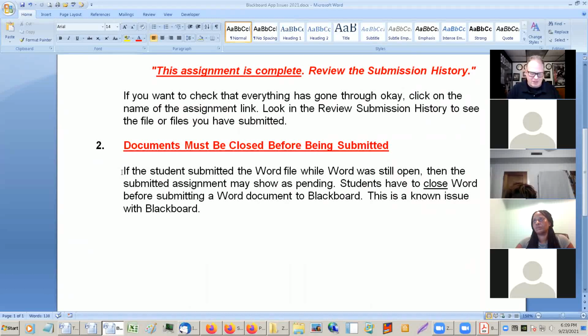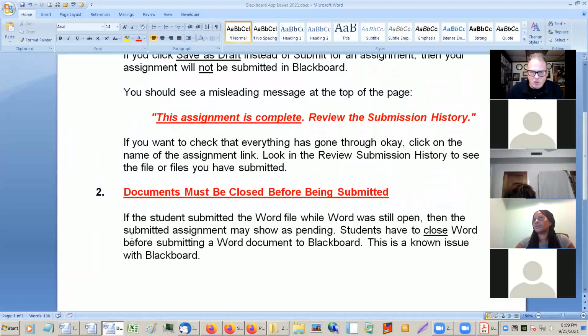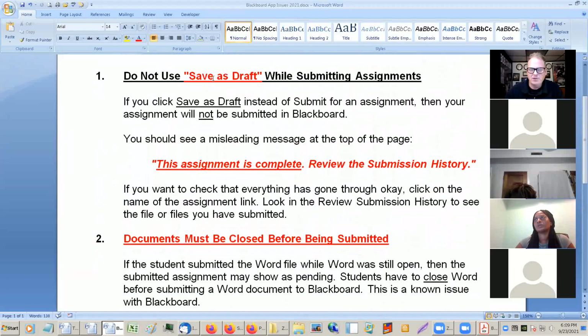And by the way, this isn't just for this class. This is for all your classes that use Blackboard, which most of the classes are. So any questions on that? The two rules: do not use save as draft, at least not in this class. If you do save as draft, it is not submitted. So just know that. You can still look it over, make sure it's right, and then hit continue and submit it. But it is not submitted if you hit save as draft.